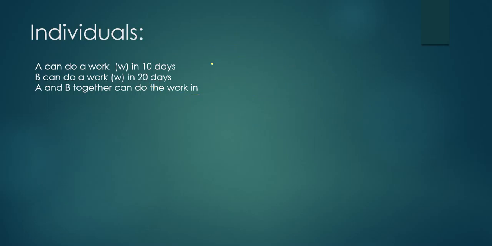See here. Similarly, assume the total work as 20, nothing but the LCM of 10 and 20. A is taking 10 days to complete 20 units. So, per day A will do how many units? 2 units, 20 by 10. Similarly, B will do how many units per day? 1 unit per day, because B is taking 20 days to complete 20 units. Simply the answer is 20 by 3, that equals 6 2 by 3 days.